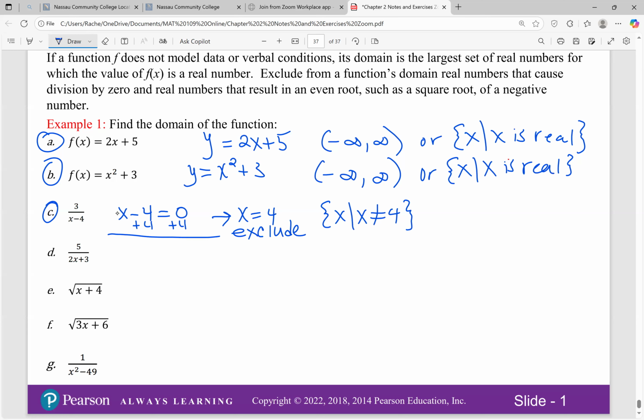We could write it in interval notation also. So it would be every number from negative infinity to 4, but not including 4, union 4 to infinity, again, not including 4. So that would be every number from negative infinity to positive infinity, but not including 4.